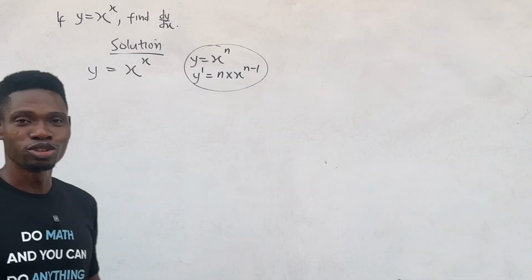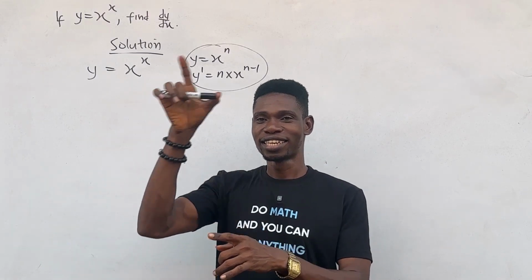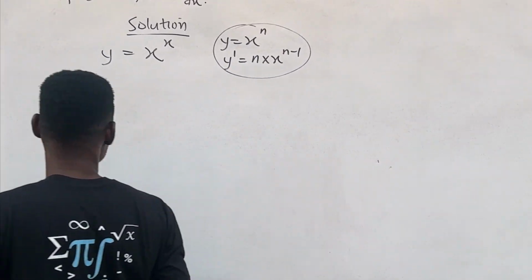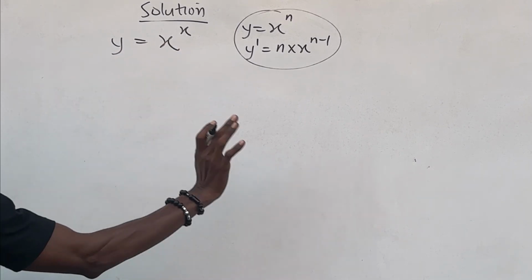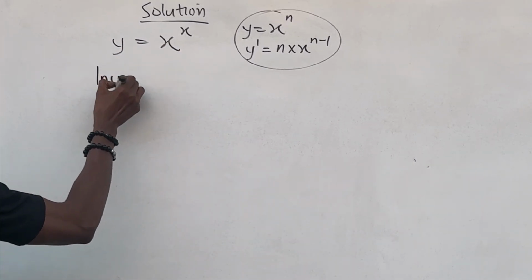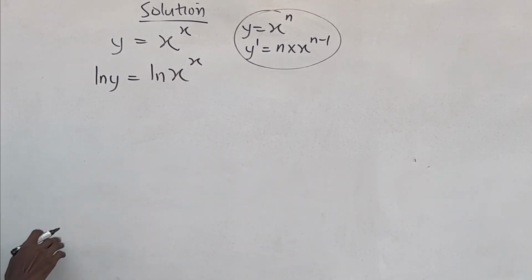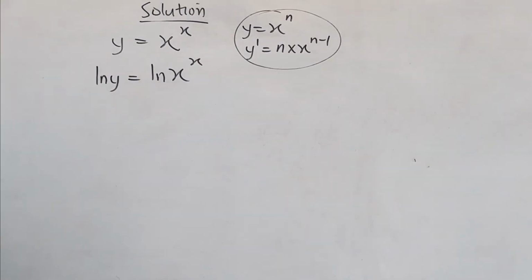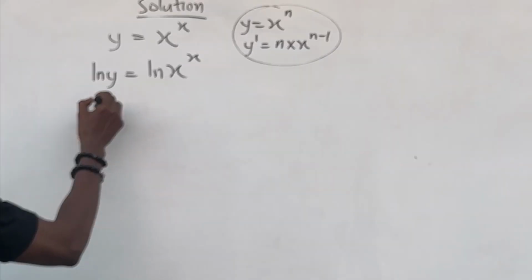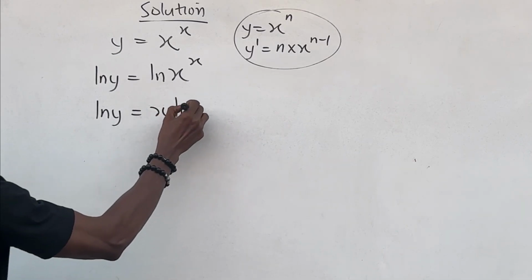Now we can introduce logarithms at this point so that we can bring that x down. So let's introduce logarithm to both sides, natural logarithm. So ln y will be equal to ln of x raised to the power x. We just introduce ln to both sides, which is natural logarithm. So from here, ln y will be equal to x ln x.